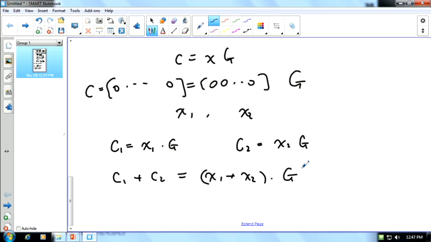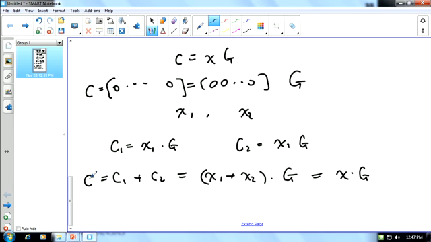Again, all these operations are binary operations. So x1 plus x2 is still going to be a length k binary vector. If x is a length k binary vector, then this has to be a code word. Therefore, the summation of two code words is still a valid code word.